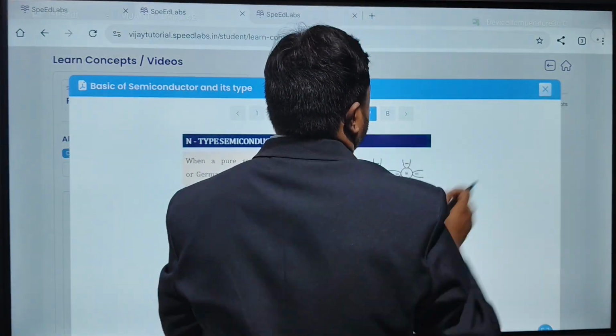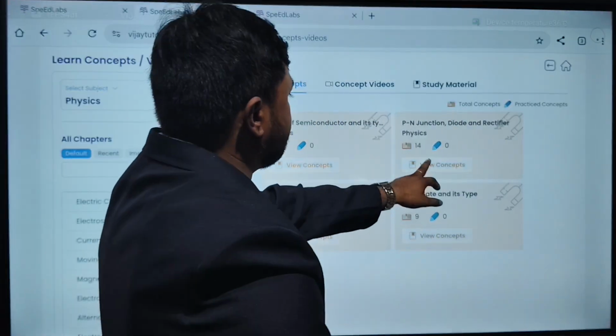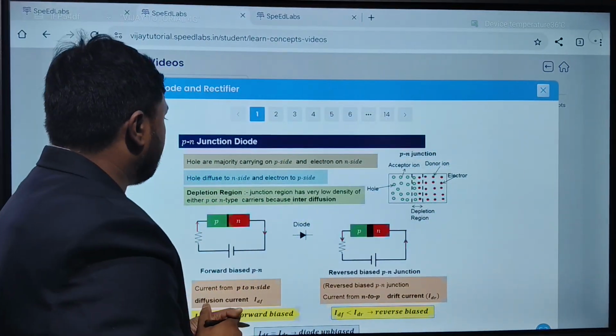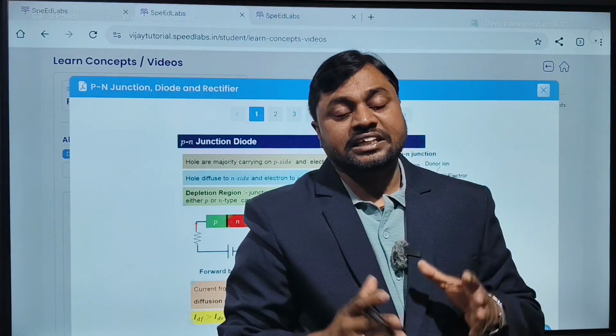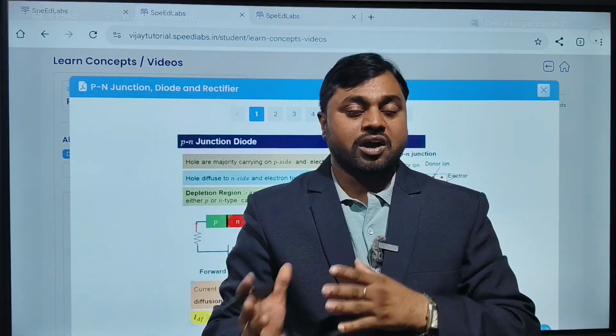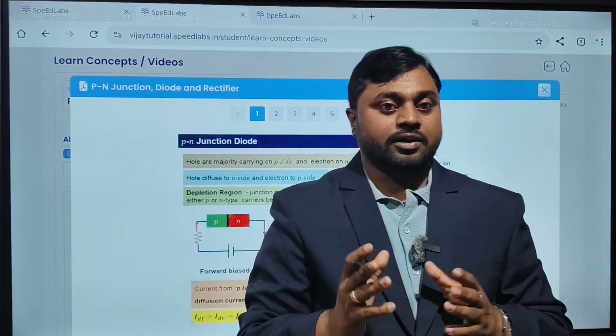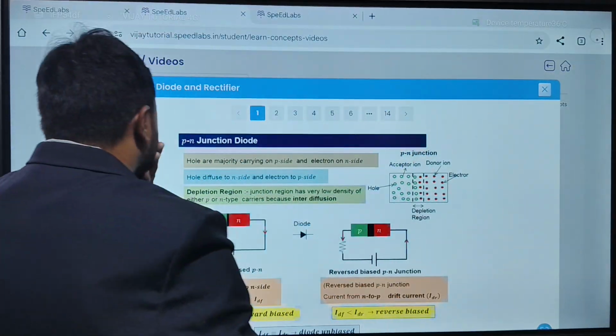Now let's talk about the PN junction diode. We will discuss a very important topic, that is the rectifier, half wave rectifier and full wave rectifier. First we will see the PN junction diode.